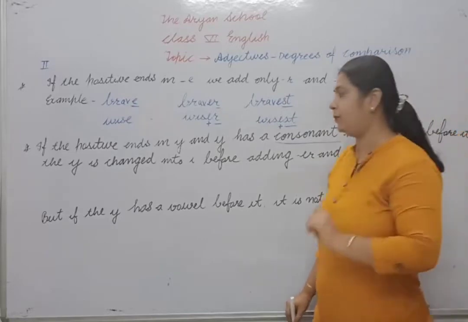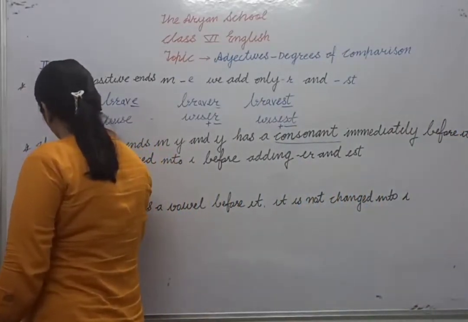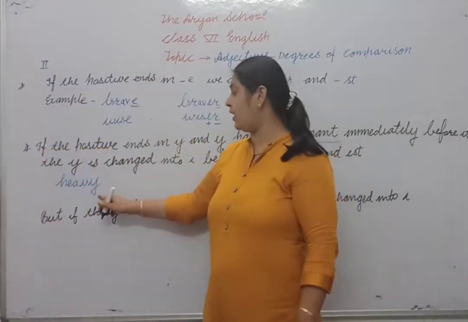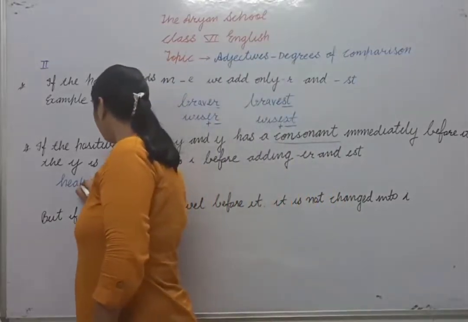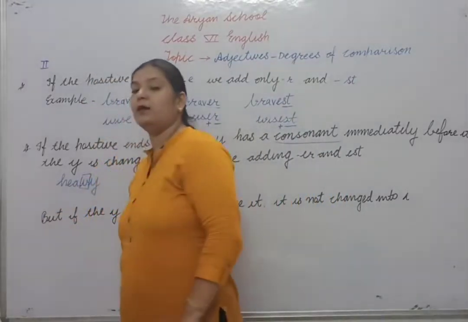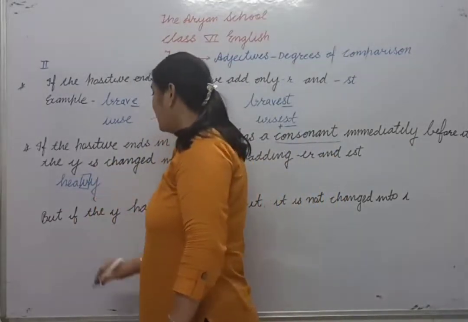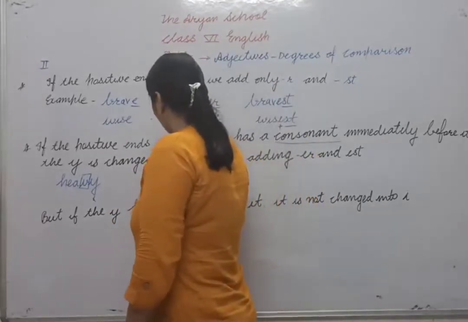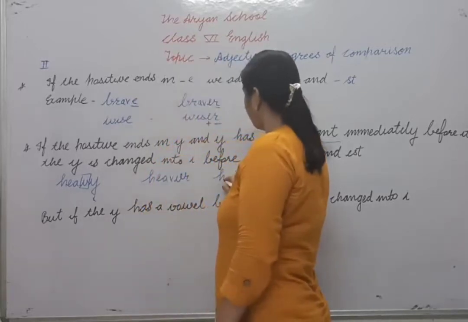For example, if I say heavy, here the last letter is Y, and before Y what is the letter? V. V is here a consonant, so we will remove Y and add I, ER: heavier and heaviest.